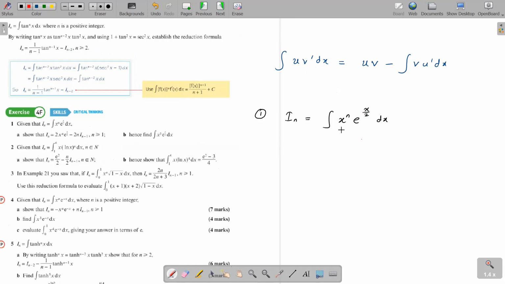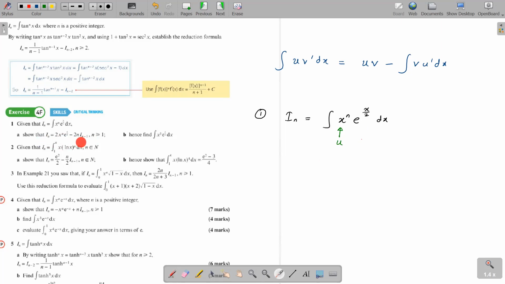Here, both options are available. I can differentiate x to the power n, and I can integrate x to the power n. E to the power x over 2 I can also differentiate, and I can also integrate. However, when both options are available, there's a very specific way to select here. You must choose x to the power n as u. I will give you the reason for this in a moment. When I do integration by parts and I'm trying to get this show that, do you see that they have given us a show that?